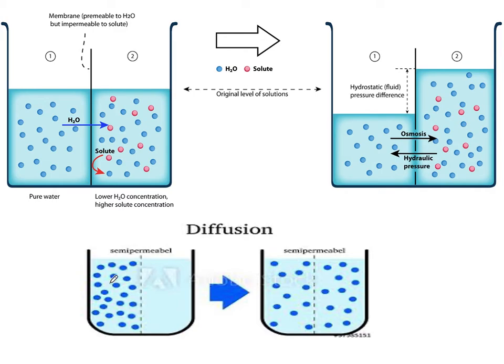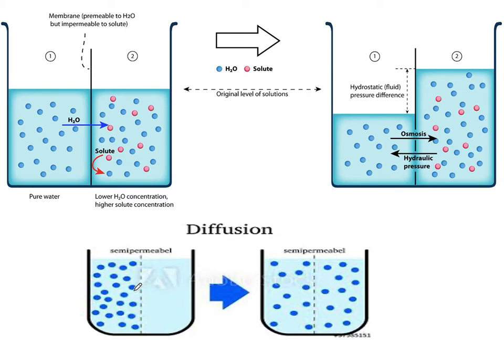Okay, so in a particular solution, the blue dots represent your solute particles, while the sky blue solution represents your solvent. If two different solutions are separated by a semi-permeable membrane and one solution is clearly concentrated, we can see more blue dots. On the second side there are no blue dots, right?